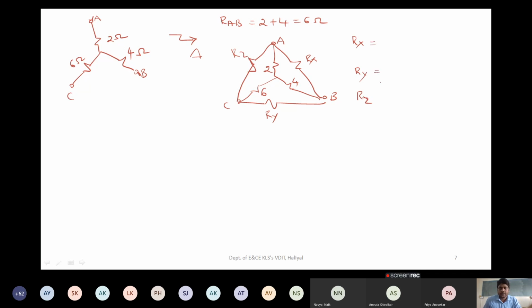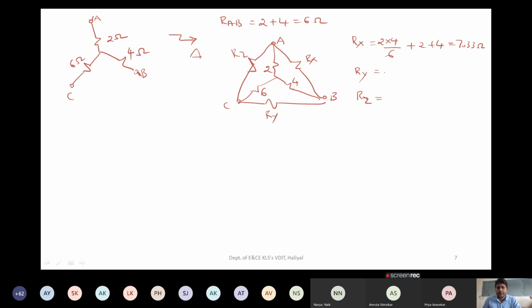So this is very simple. If you want to calculate Rx, as I told, in the denominator you will get 6, and which Rx is connected to which nodes, A and B. Take the product of those two resistors, 2 into 4, and add them. So you will get something like 7.33 ohms.